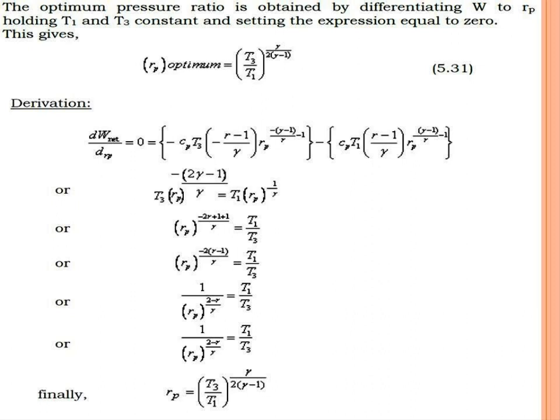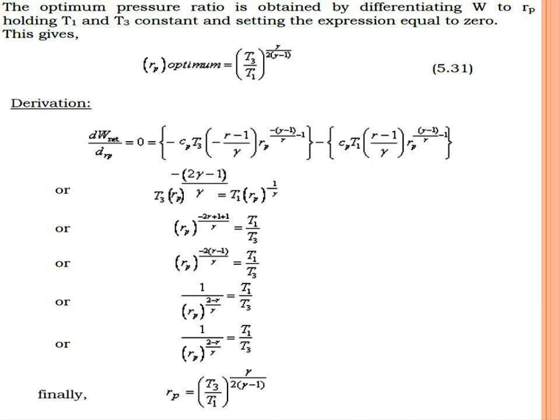So the pressure ratio raised to minus (2 gamma minus 1) divided by gamma is equal to T1 by T3. So you can say that Rp, the pressure ratio, raised to minus 2 into (gamma minus 1) divided by gamma is equal to T1 upon T3, or T1 upon T3 is equal to 1 upon the pressure ratio raised to 2 (gamma minus 1) divided by gamma, or you can say that the pressure ratio is equal to (T3 by T1) raised to gamma upon 2 into (gamma minus 1).